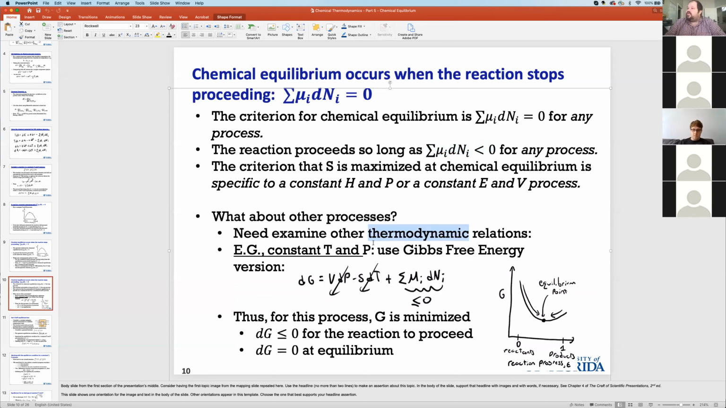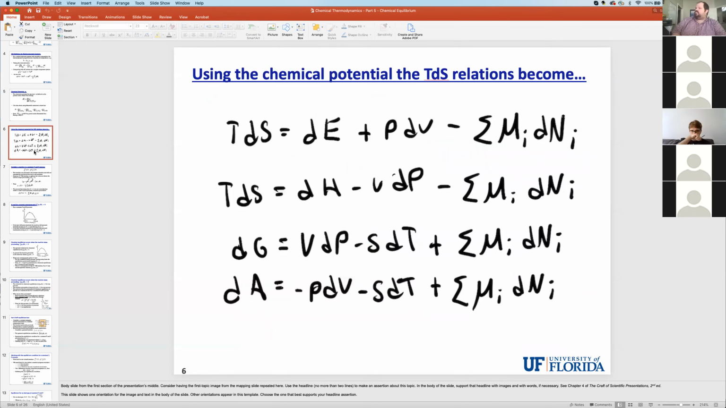So in general, if you applied those criteria, you can go back to the TdS relations and look at which variables are being fixed. If you have a fixed vessel that is well insulated, you will be fixing the internal energy and the volume. Since dE would be constant and dV would be constant, these two terms would go away, and the first TdS relation would be the easiest to use.